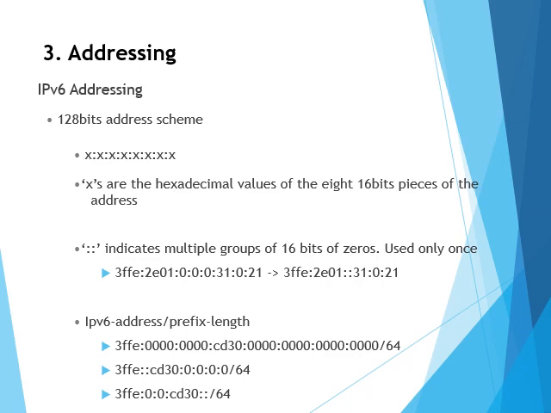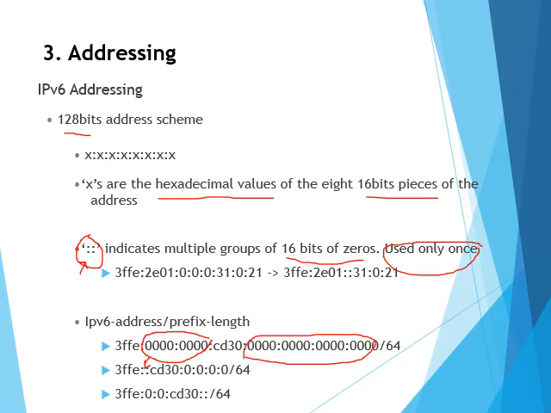Okay, this is the addressing scheme, the notation. IP version 6 contains 128 bits, using hexadecimal values of 16-bit pieces of the address. The double colon indicates multiple groups of 16 bits of zeros. It can be used only once. Let's say you have multiple groups of zeros; you can simplify by using this symbol. But it can be used only once. Once you have used it here, you cannot simplify this one, and you cannot use the same symbol over here to replace this one. So instead you can just write it like this.